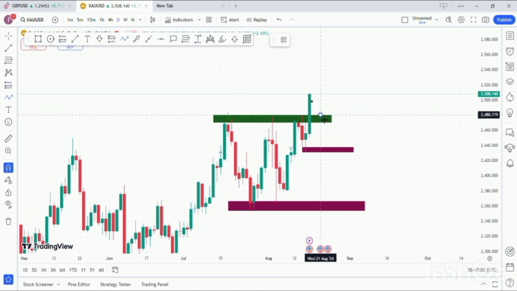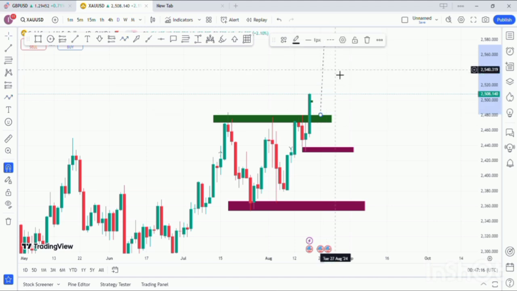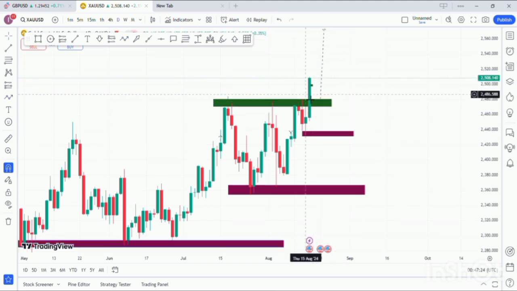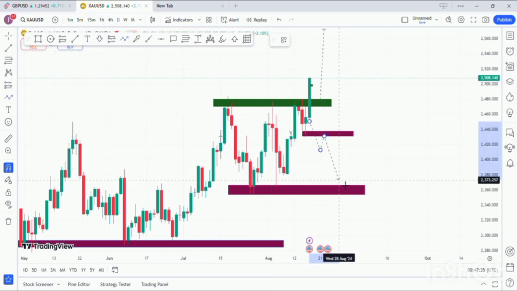We expect more movement to the upside for price, but we also expect price to come down at any point in time to respect this resistance zone, since it has broken out of it right here before continuing upward. But on the flip side, if price decides to continue downward, we'll be expecting price to break below that support zone right here before continuing downward to the next support zone, which is just below, guys.